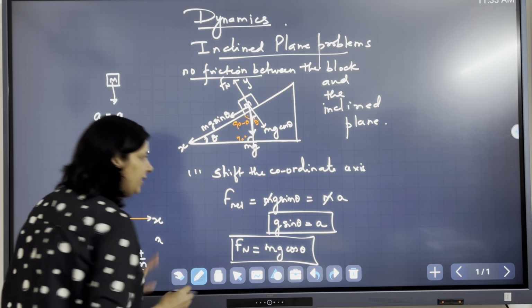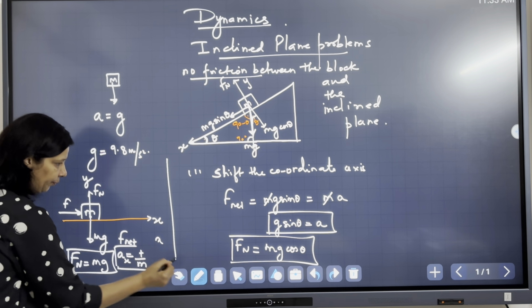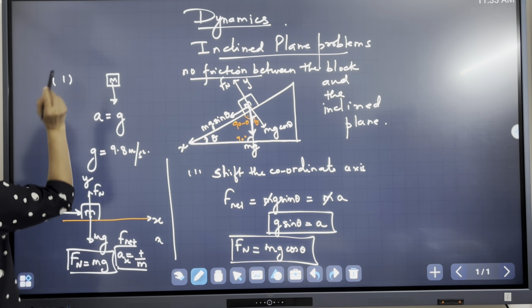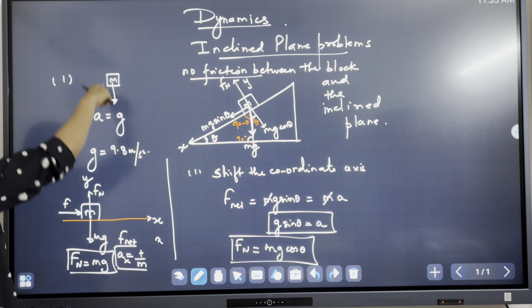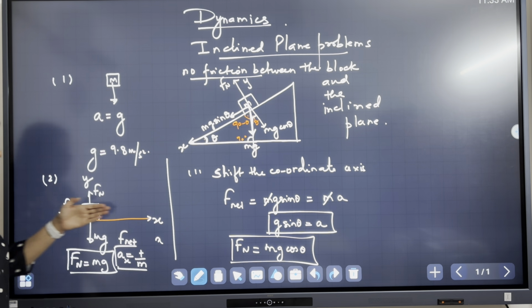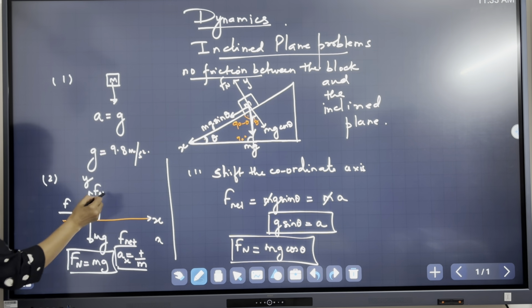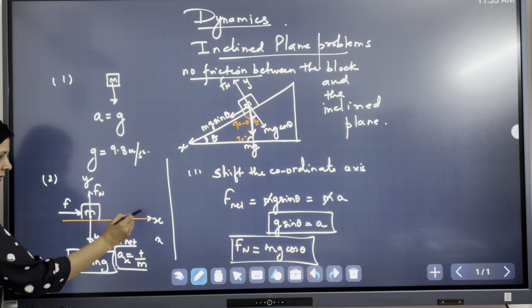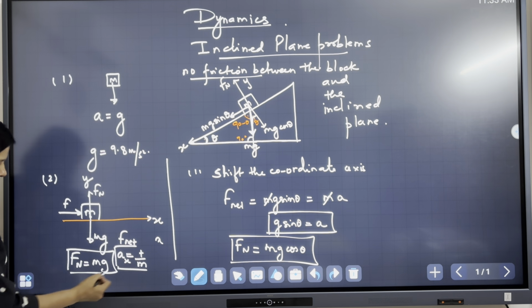So always compare these two results. First case, when the object is dropped, acceleration is g. Second case, when the object moves on a horizontal plane, then the normal force is mg and the force is whatever the horizontal force is, right?